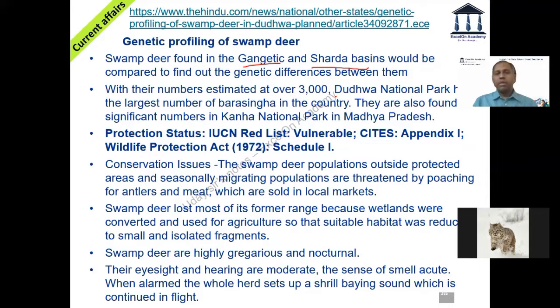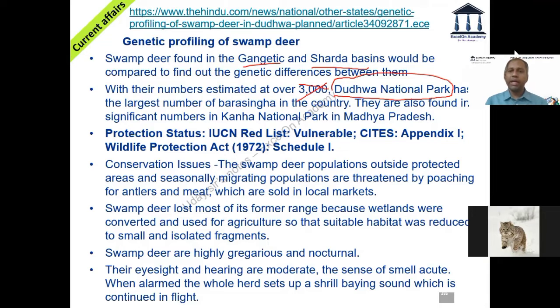Now, with their numbers estimated, so Dudhwa National Park. What am I interested in? They are saying 3,000, so I really don't have to worry. As long as there is some number, it's not very bad. Dudhwa National Park. We also discussed Dudhwa in a different context. Any idea if someone can remember? Dudhwa is a national park, but in addition to that, it's also a... excellent, Anand, tiger reserve.